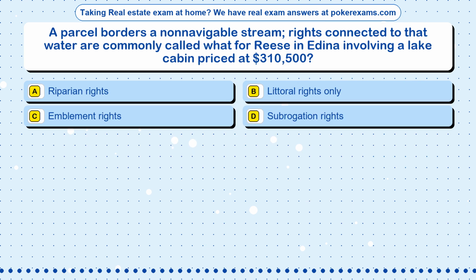Question 13. A parcel borders a non-navigable stream. Rights connected to that water are commonly called what for res in Edina involving a lake cabin priced at $310,500? Option A, riparian rights. Option B, littoral rights only. Option C, emblement rights. Option D is subrogation rights.